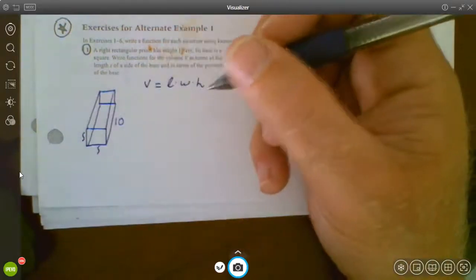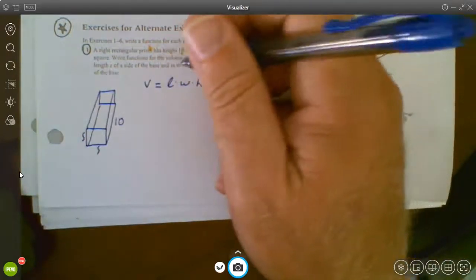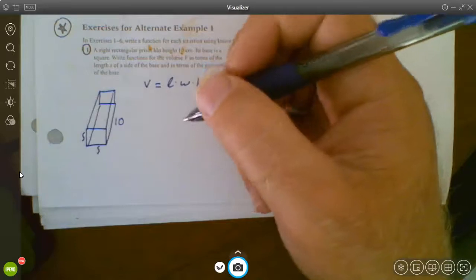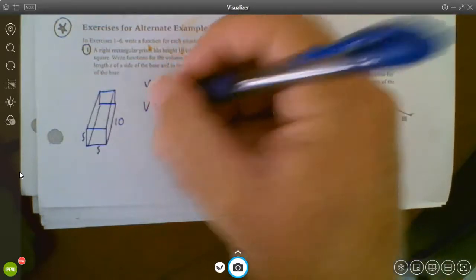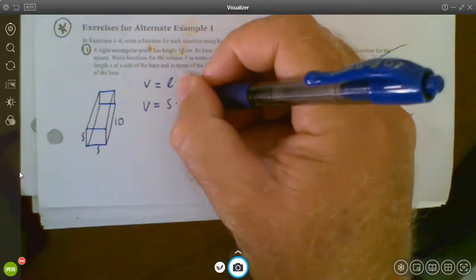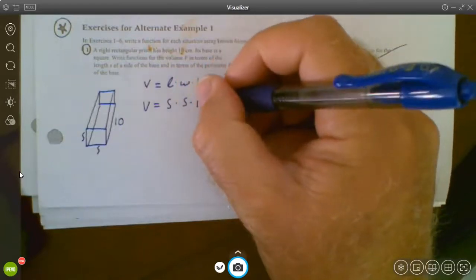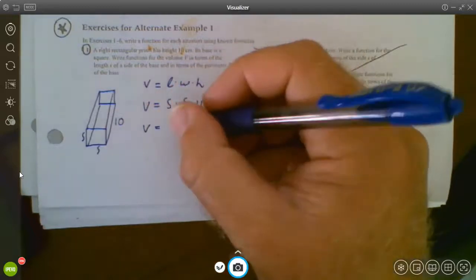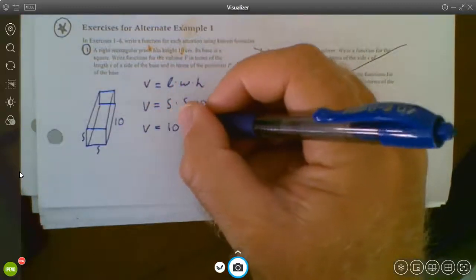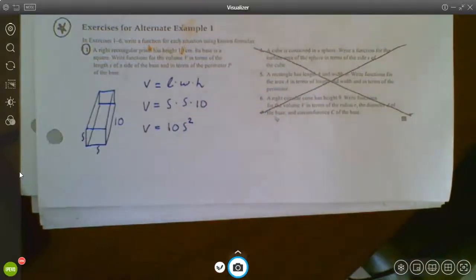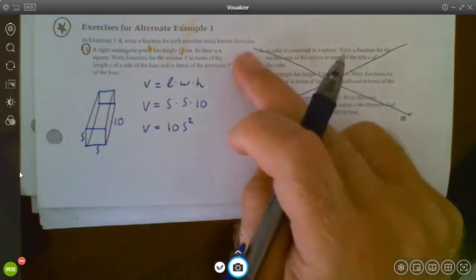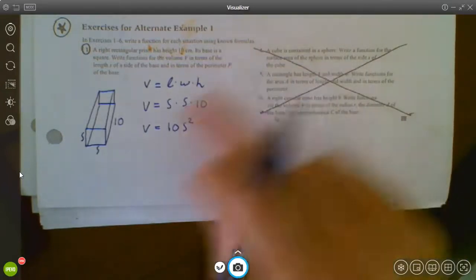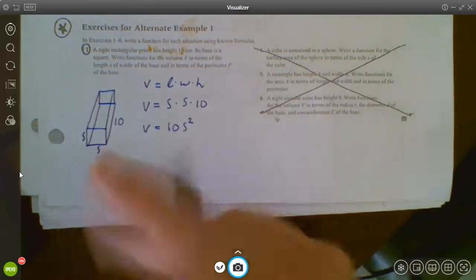So if we're going to do volume in terms of the sides of the base, it's really going to be S times S times 10. And so if we do a little cleanup on that, it's just going to be 10s squared. So that would be our volume in terms of the S, which is the side length of the base. They're also wanting it in terms of the perimeter of the base. So of course the perimeter of the base would just be 4s.